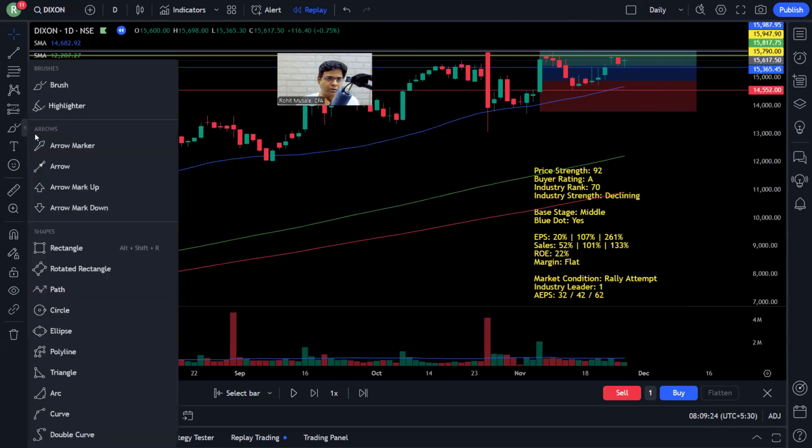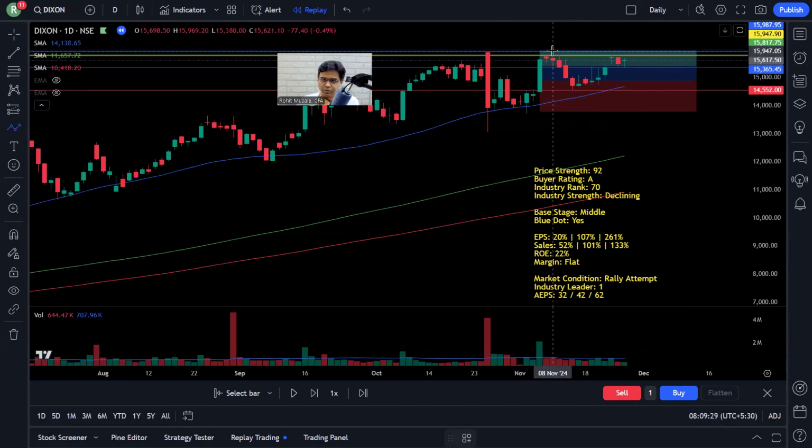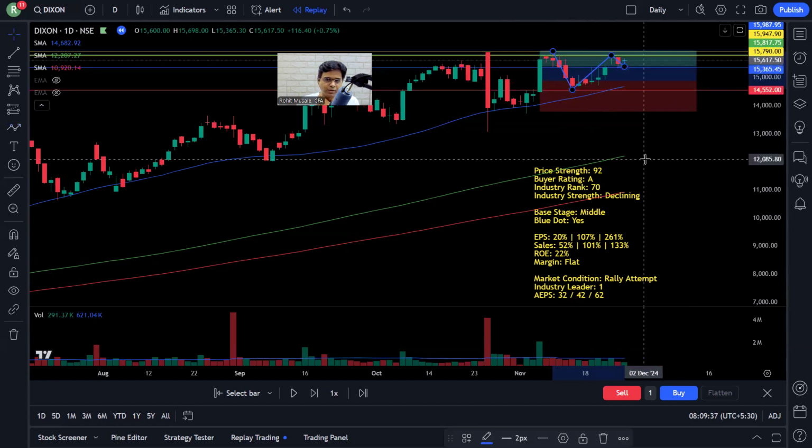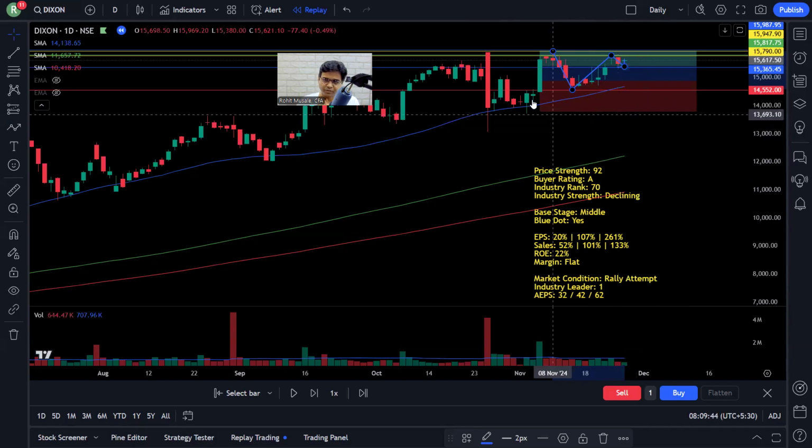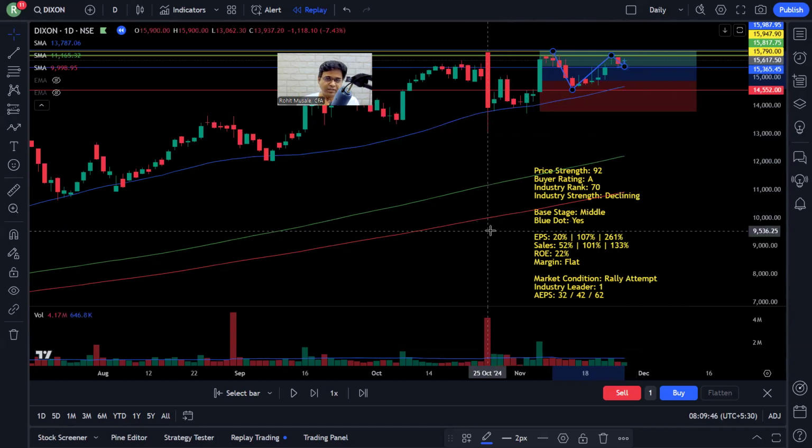Then you draw the contraction in the base. You see this is point 1, then point 2, then point 3, and then point 4. So 4 points in the base, correct? Minimum 10 candles in the base, correct? And blue, green, red, the moving averages. These are the three non-negotiable technical criteria that we look for. In this case, it is satisfied.